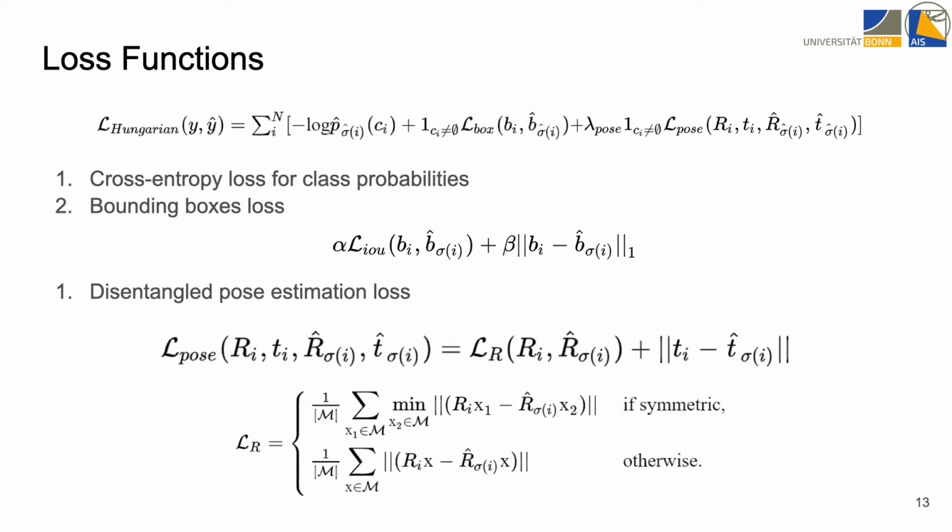In the next step, our model is trained to minimize the Hungarian loss for the pairs matched between the predicted and ground-truth sets. The Hungarian loss consists of three losses: cross-entropy loss for class probabilities, bounding boxes loss, and for pose estimation, we utilize the symmetry error loss for rotation and L2 loss for translation.